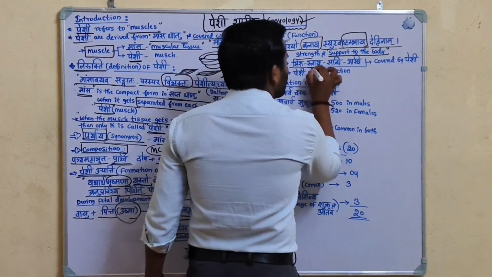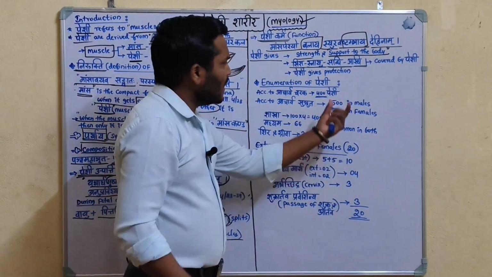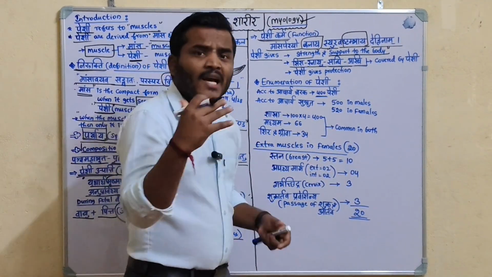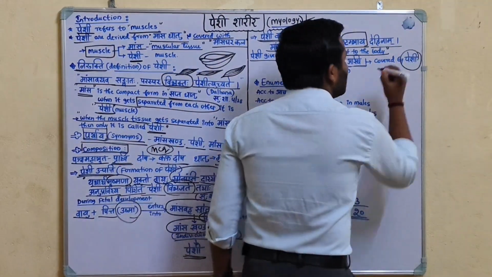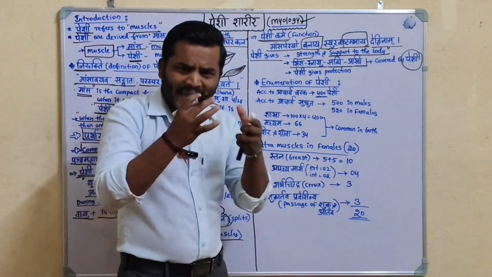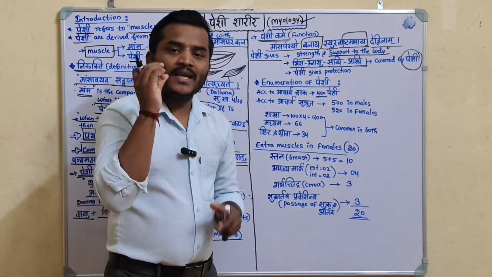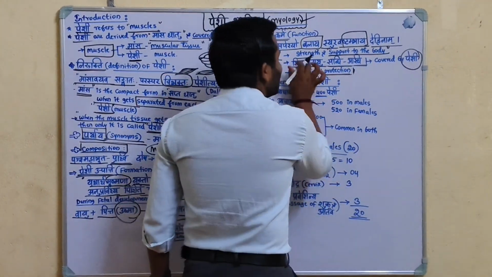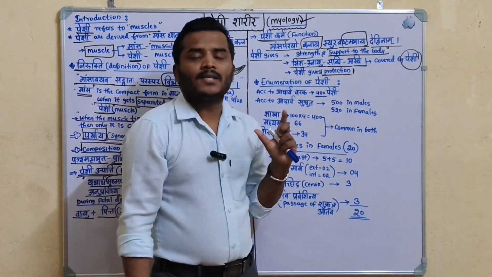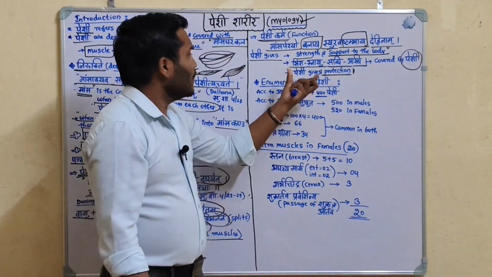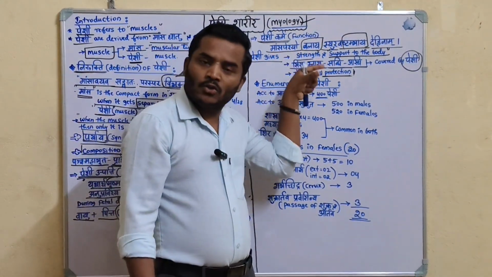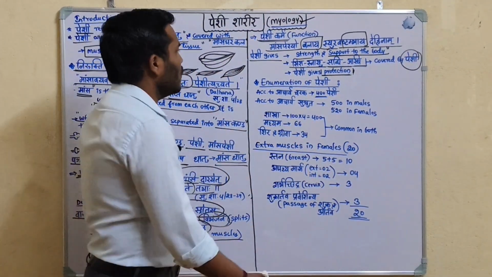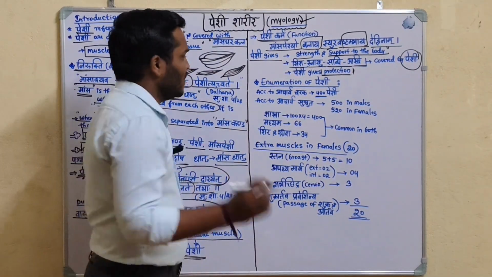And also Sira, Snayu, Sandhi, Asti are all covered by Peshi. Hence, Peshi gives protection to the Sira, Snayu, Sandhi and Asti. It gives protection, it gives strength to the body, and it also supports the body. These are the functions of the Peshi.